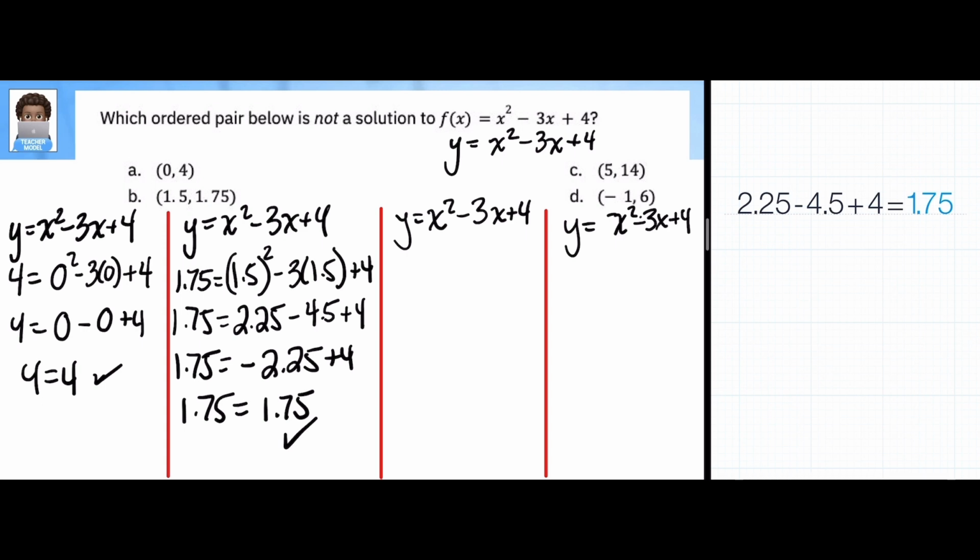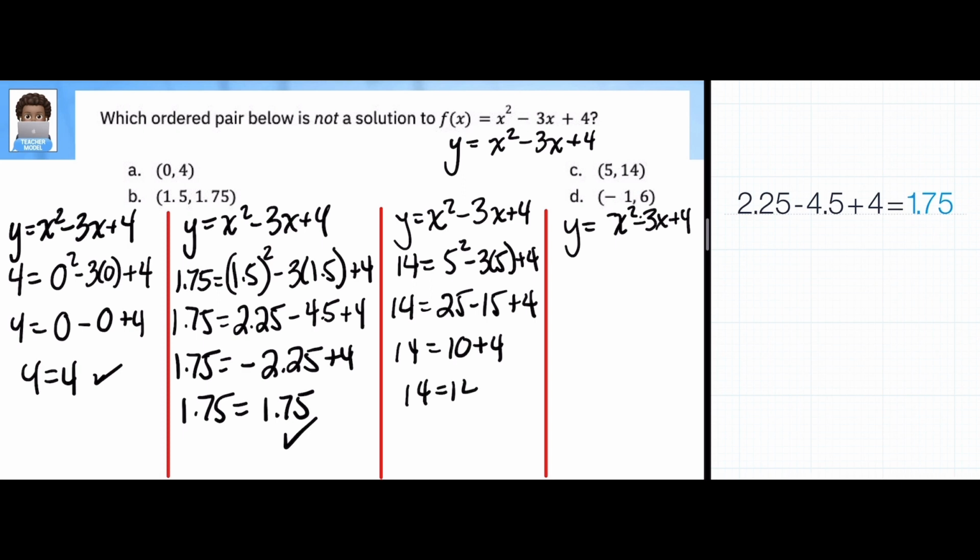My solution should be 14, and I have 5 squared minus 3 times 5 plus 4. And this is all you're doing, Math Marbles. You're just substituting and solving. So this one is also a solution. So my gut's going to tell us D is going to be the one that is not a solution. Let's see.